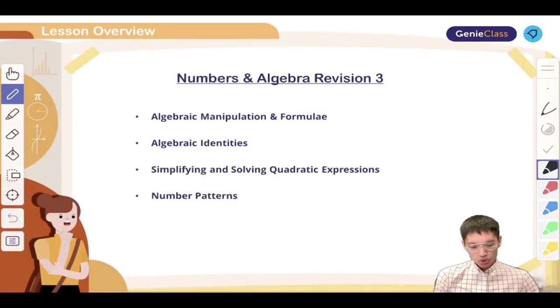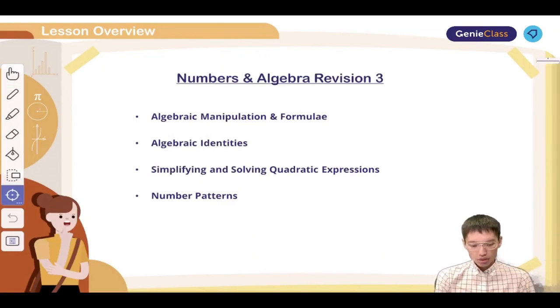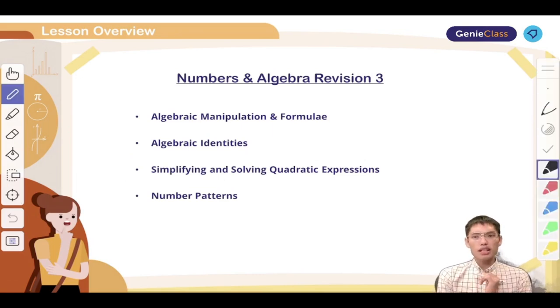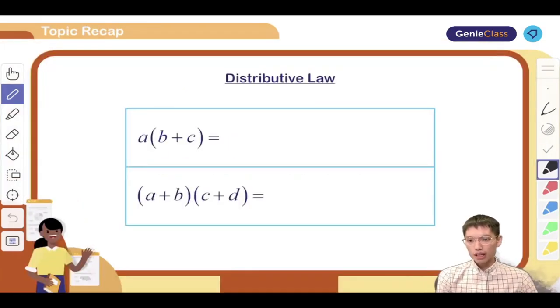Okay, so what are we going through today? As mentioned, for the subsequent lessons, it will be more or less like a revision style already. So what are we revising today? Mainly the strand of number and algebra: how we manipulate our algebra, certain algebraic formulae we need to take note of, some algebraic identities as well, and how we simplify and solve certain quadratic expressions. And lastly, number patterns, which may be a little bit hard for some of you, but we will try and see how we can tackle them one day. Alright, so before we start, let's have some topic recap over here.